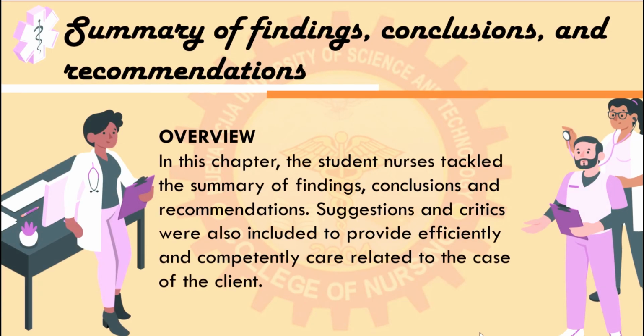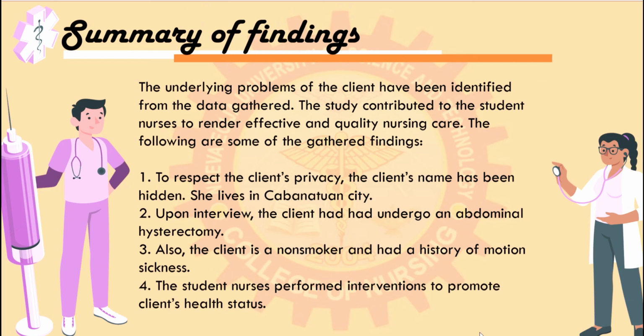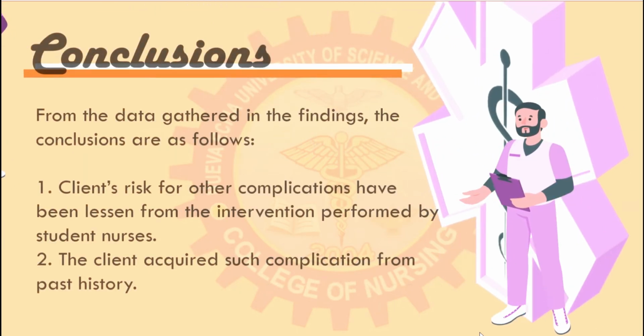Chapter 6 Summary of Findings, Conclusion, and Recommendations. The summary of findings. The underlying problems of the client have been identified from the data gathered. And the first one is to respect the client's privacy. The client's name has been hidden and she lives in Cabratuan City. Number 2, upon interview, the client had undergone an abdominal hysterectomy. 3, also, the client is a non-smoker and had a history of motion sickness. And 4, the student nurses performed interventions to promote client's health status.